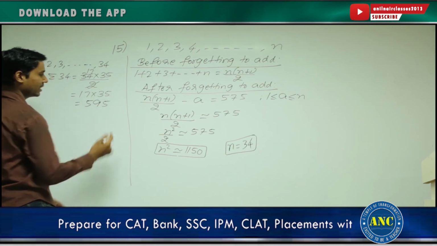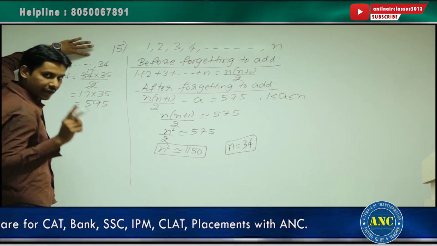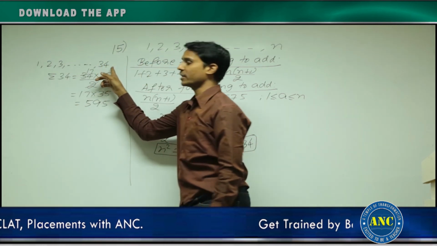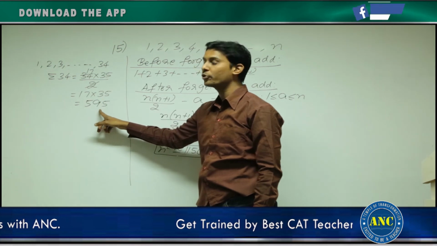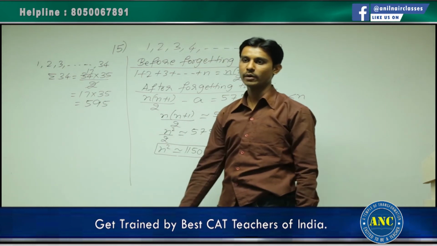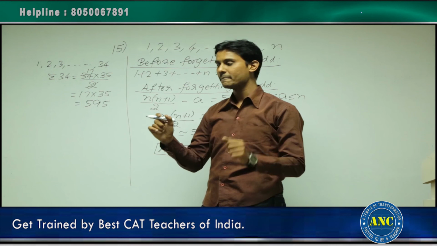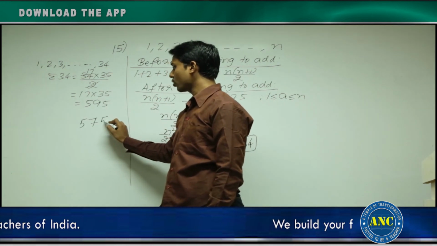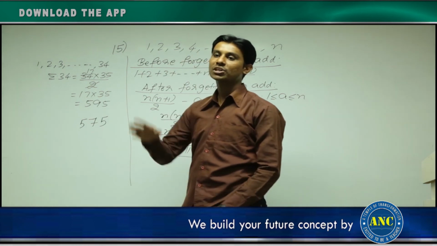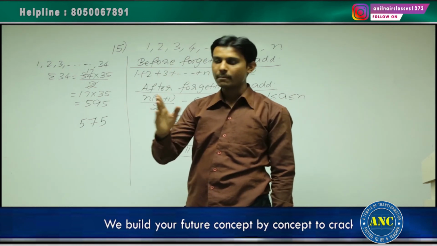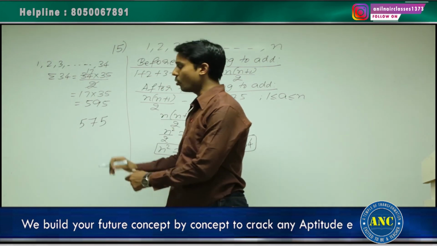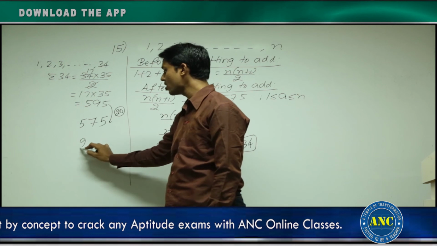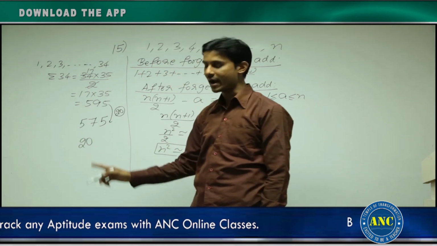If you observe here, before I forgot to add a number, I wrote 34 numbers and the sum of those 34 numbers was supposed to be 595. But by mistake, I forgot to add one number, and because of that I got the sum as 575. The actual sum should have been 595, but I got 575. What is the number you forgot to add? 20. The answer is, the number you forgot to add is 20.